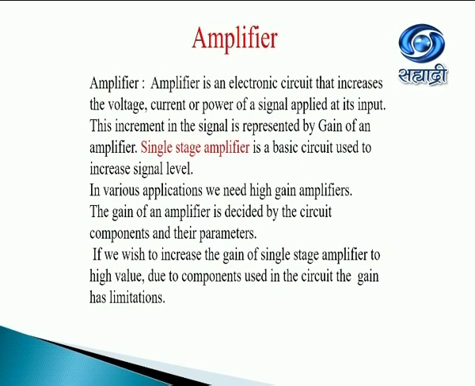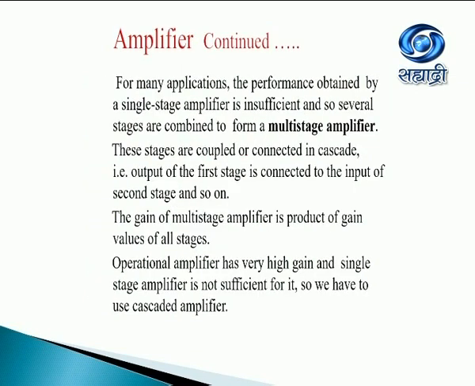The gain of an amplifier is decided by the circuit components and their parameters. If we wish to increase the gain of a single stage amplifier to a high value, due to components used in the circuit, the gain has limitations. For many applications, the performance obtained by a single stage amplifier is insufficient, and so several stages are combined to form a multi-stage amplifier. These stages are coupled or connected in cascade. That is, output of first stage is connected to input of second stage and so on. The gain of multi-stage amplifier is a product of gain values of all stages.